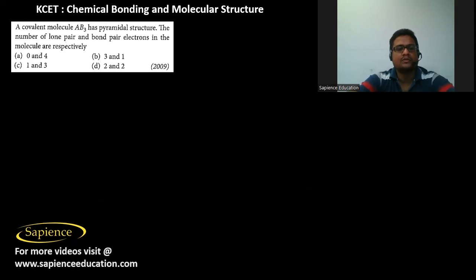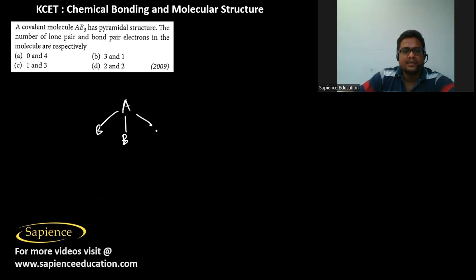Then here it is told a covalent molecule AB3 has a pyramidal structure. So its structure is like this. It is a pyramidal structure. The number of lone pair and bond pair electrons in the molecule are respectively. So AB3, it has pyramidal structure.